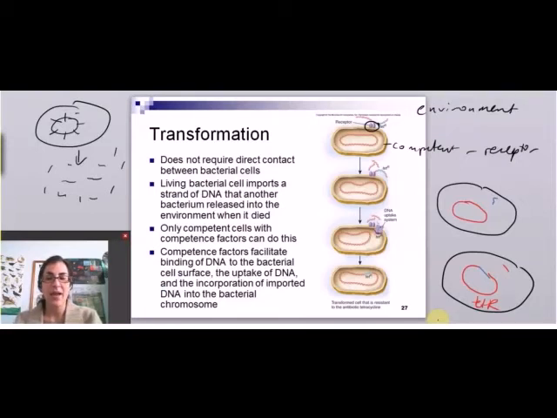Now, I just want to remind you that this process is only going to happen with DNA that has some matching. It doesn't necessarily have to be the exact same species or the exact same strain of bacteria, but it can't be a human gene. Bacteria are not going to pick up and become transformed by human genes. They can't do that. It has to be a close enough genetic match in order for transformation to occur.